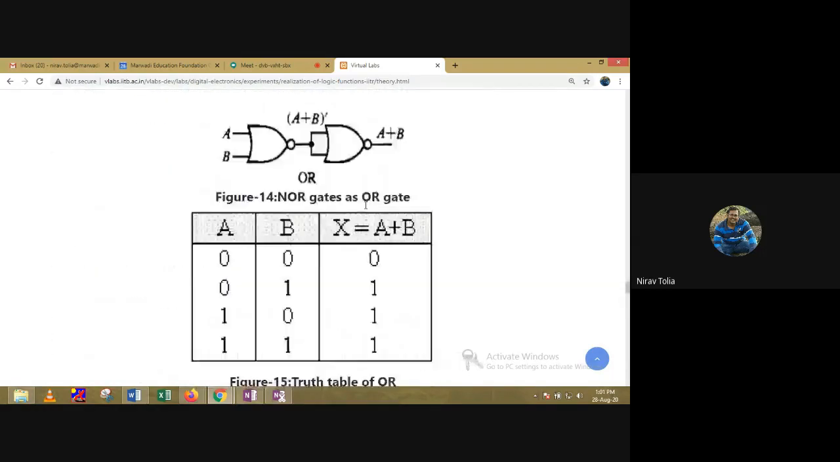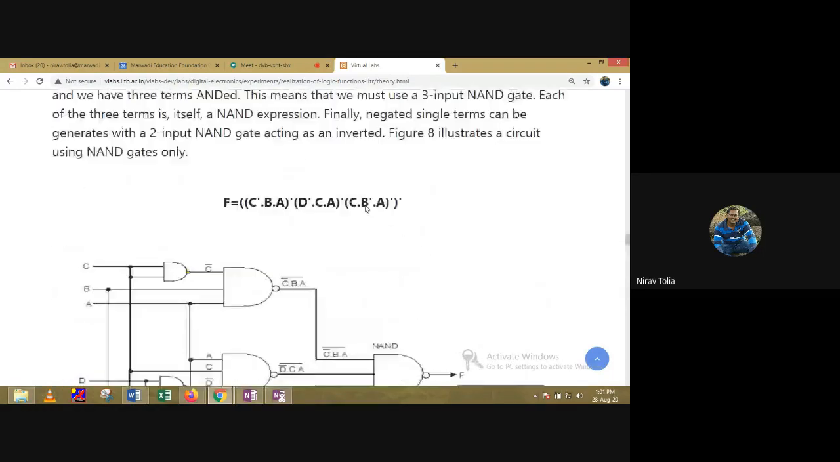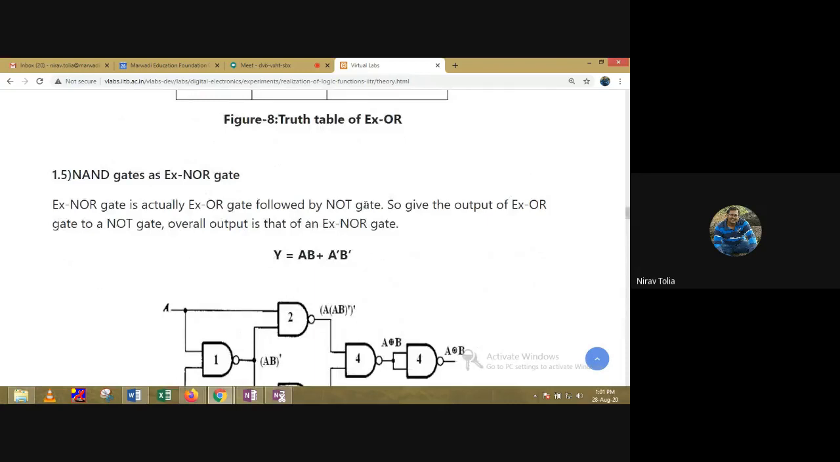Also, it will be studied in unit number 2, how we construct a circuit by using only NAND logic and only NOR logic. So we have totally 3 logics known as AOI logic. What is the meaning of AOI? The meaning of AOI is AND OR invert logic. Then the second logic is known as NAND logic, and the third logic is known as NOR logic.